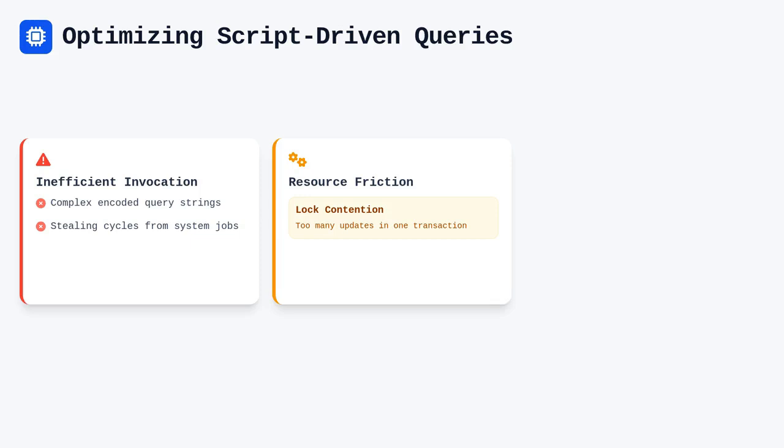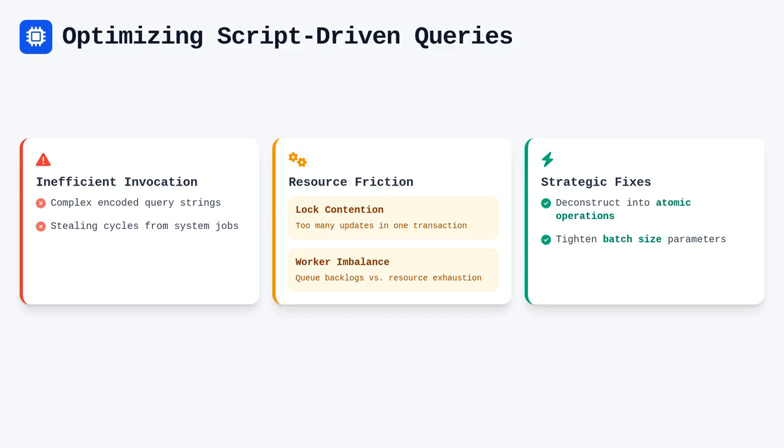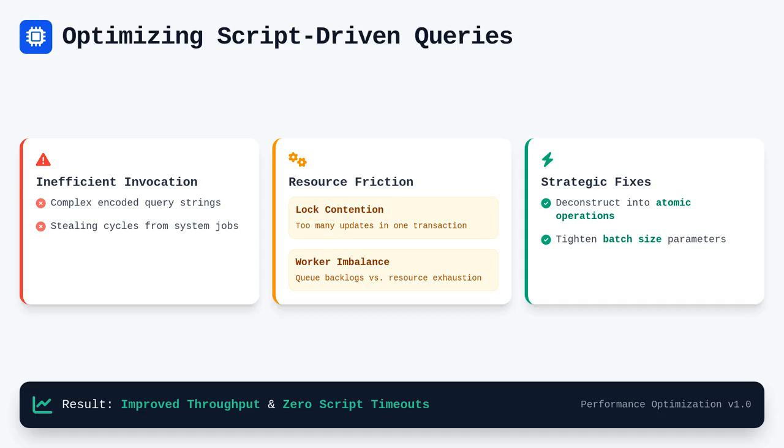Managing worker threads is equally critical in this context, as having too few workers creates a queue backlog, while too many might lead to resource exhaustion. By tightening the batch sizes, we allow the system to process items in more manageable, consistent chunks, which improves throughput and prevents the dreaded background script timeouts that halt remediation workflows.